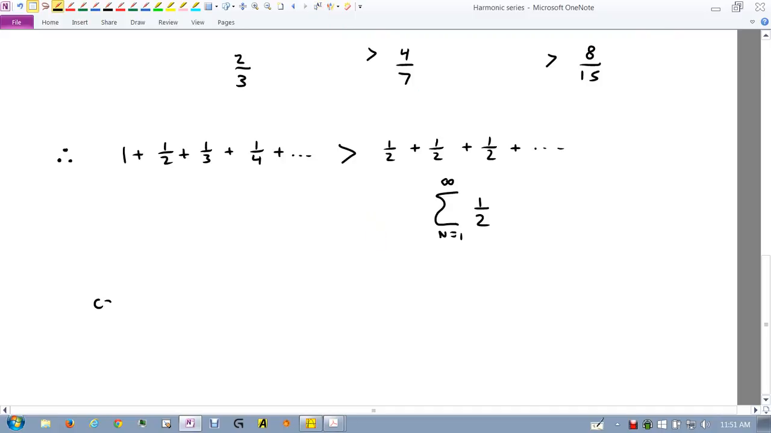So conclusion: all harmonic series diverge.